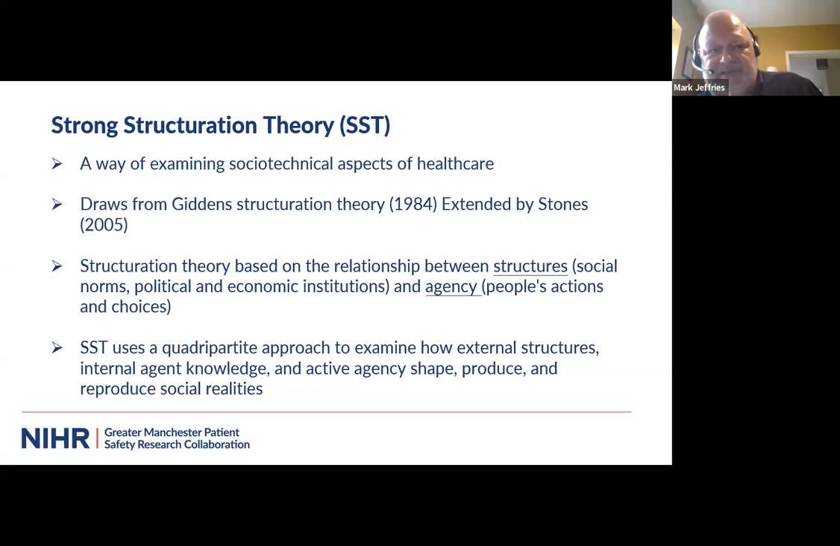But in contrast to Latour, the theoretical position here is that there is not a symmetry between humans and technology, that technology is not seen as an equal actor within the system. There is a quadripartite approach: external and internal structures, agent knowledge, and agent active agency, and it's those things that produce and reproduce reality. Let's move to the next slide, please.